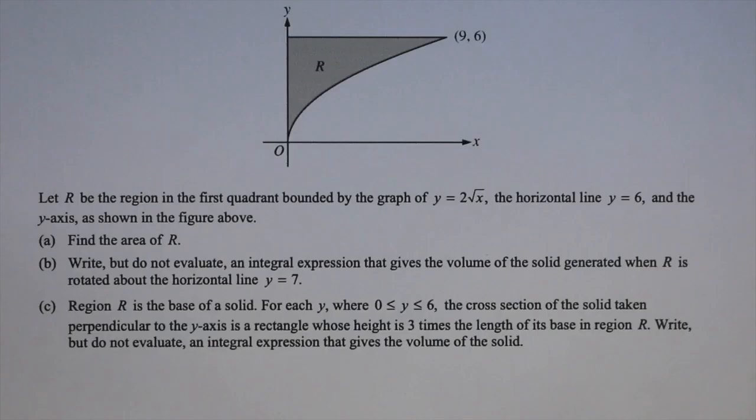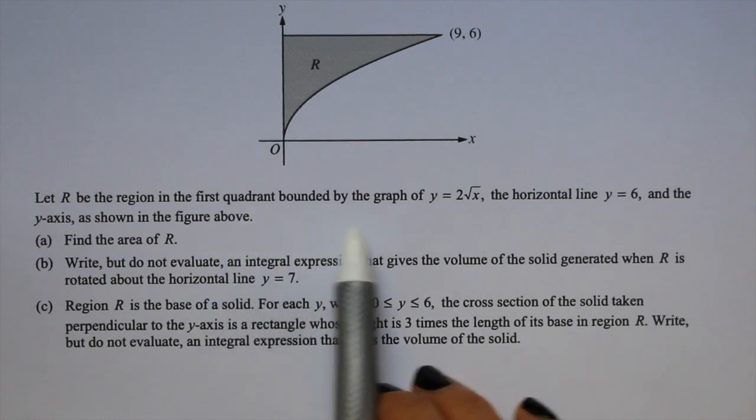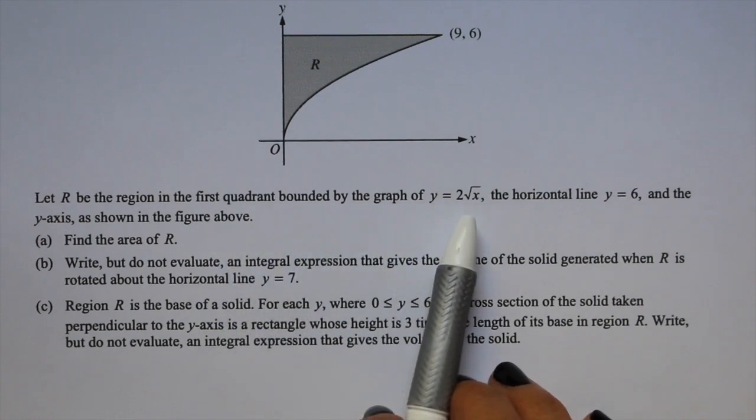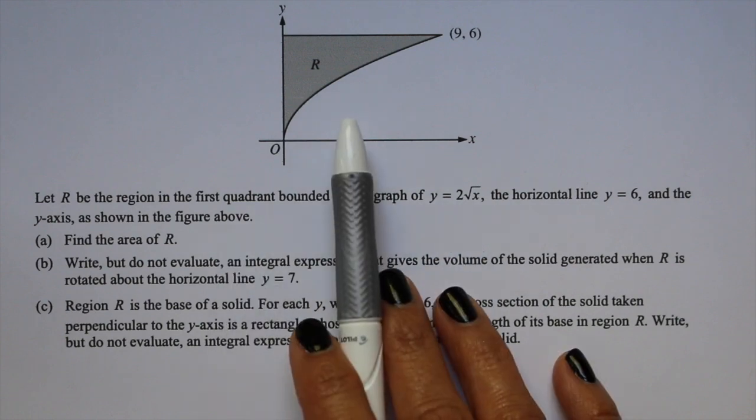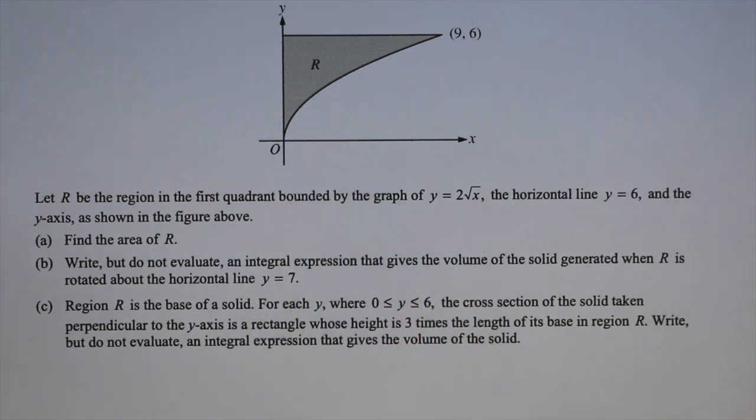Okay, for this FRQ we have the shaded region R. It says that we're in the first quadrant bounded by the graph of 2 square root x, the horizontal line y equals 6, and the y-axis, and here's your diagram. For part A, find the area of R.